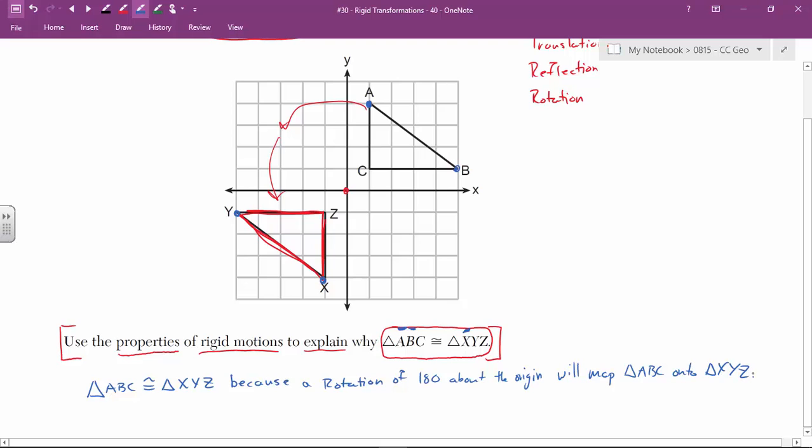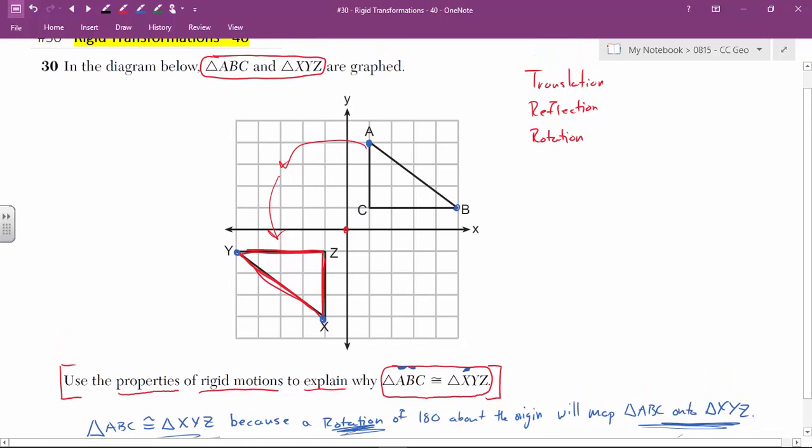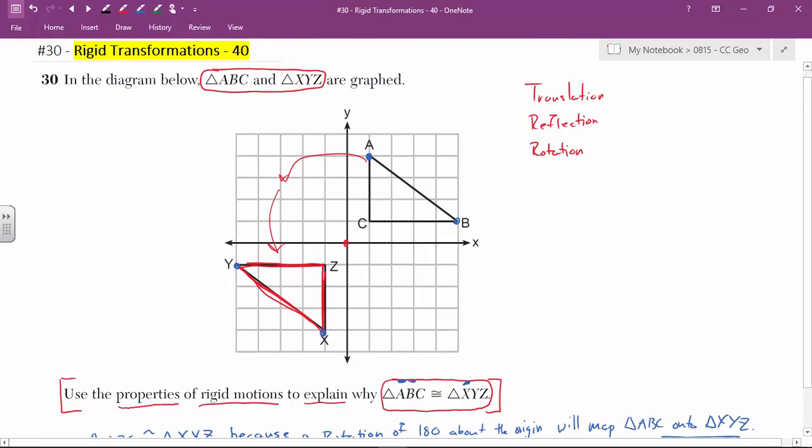And that's it. I've used my rigid transformation to explain why they're congruent. That mapping justifies the congruent statement. So if you buy that, you can stop right here. I'm just going to say a couple extra words to enhance this video.